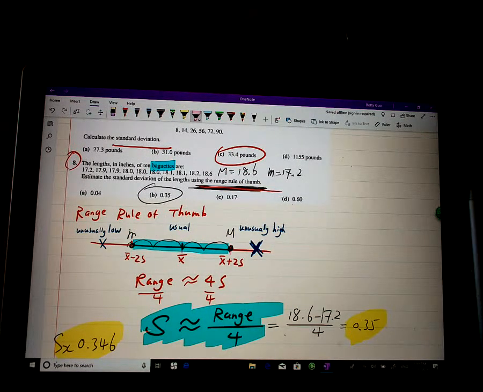All right, so we basically covered everything. Measure of center, that's the first thing. Measure of variation, that's the second thing. And measure of relative standing, that's the third thing.